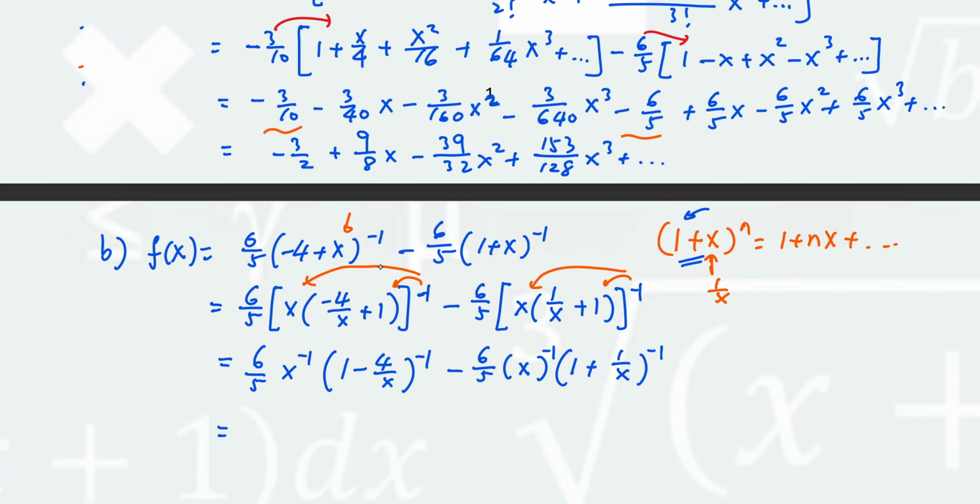Okay, then from here, the x power negative 1 is basically 1 over x. So I will write 6 over 5 times 1 over x. And then instead of minus, I change to plus, right? So if you want, in the previous step, you can just directly write 1 plus, then here minus. It's the same. So then use the formula.